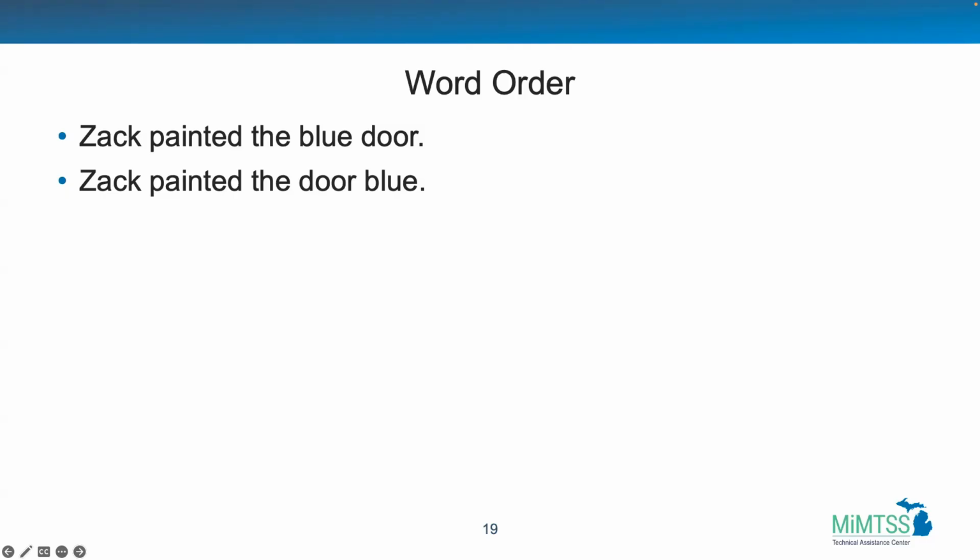But now let's look at that second sentence. In the second sentence, he painted the door the color blue. In the first sentence, we are not sure what color the door was painted. These subtle word order differences can make a significant shift in meaning.